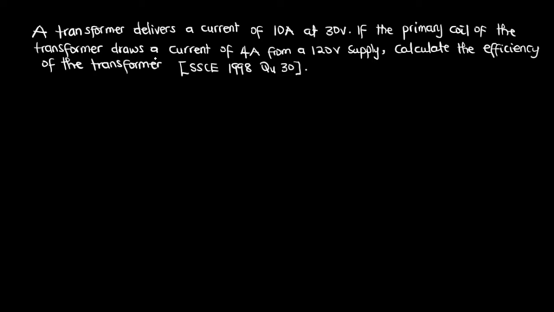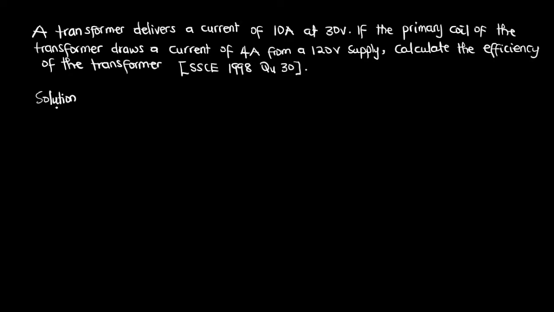In this video, we want to look at the third part of our transformers lecture or video series. So we are looking at some objective questions that came on transformers for WASSCE or WAEC candidates. So let's look at the first example we have over here. We have a transformer that delivers a current of 10 amperes at 30 volts. If the primary coil of the transformer draws a current of 4 amperes from a 120 volt supply, we have to calculate the efficiency of the transformer. Now this is very easy and very straightforward.